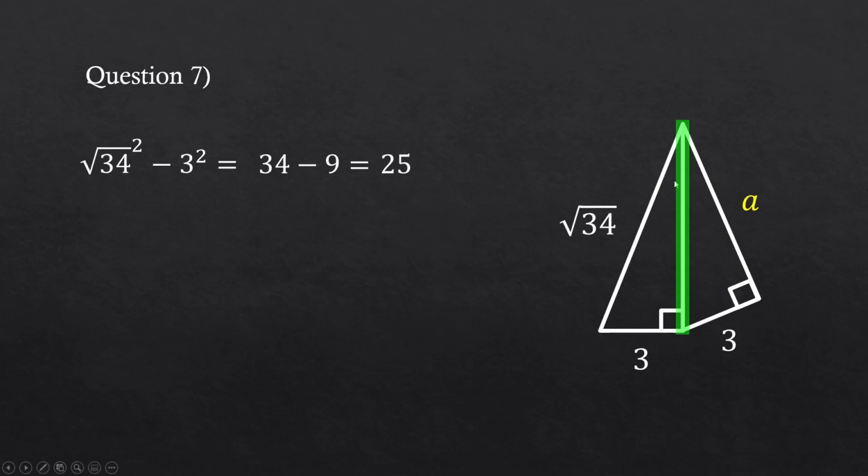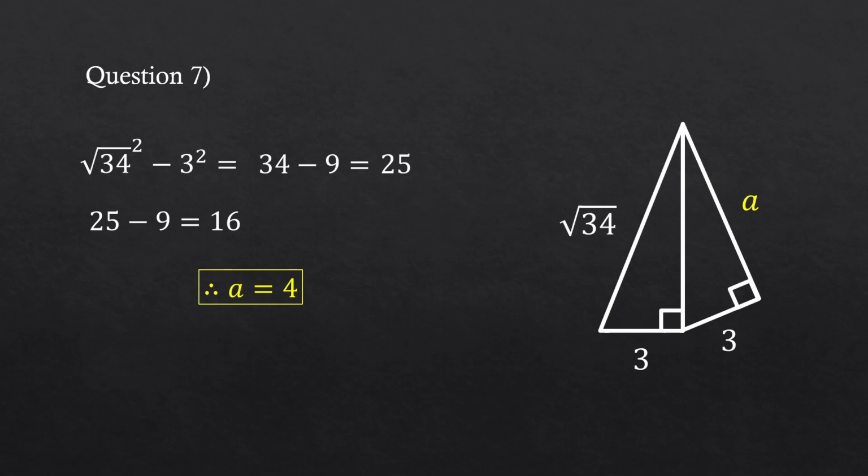Now that we know this length, we should go again, reverse. 5 squared minus 3 squared, which is 25 minus 9. It should equal 16. And this is A squared. So what is A? A should be 4.